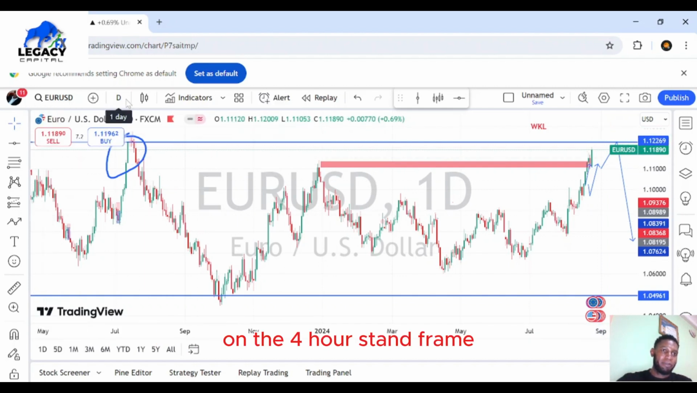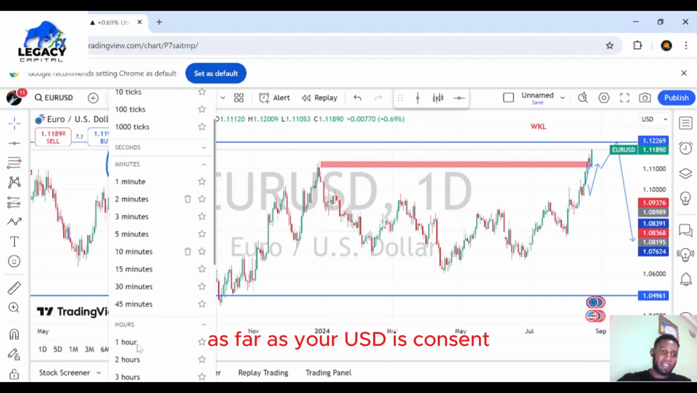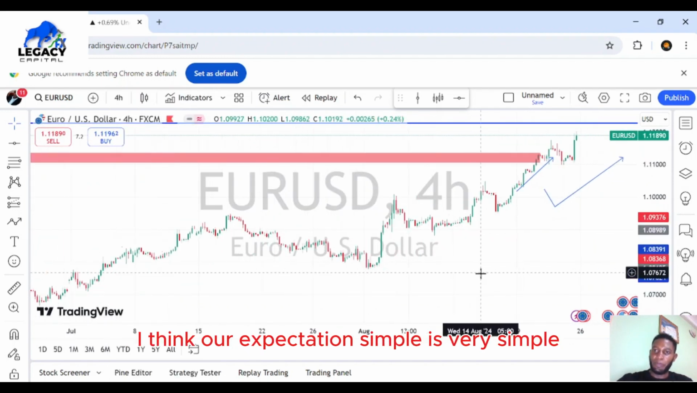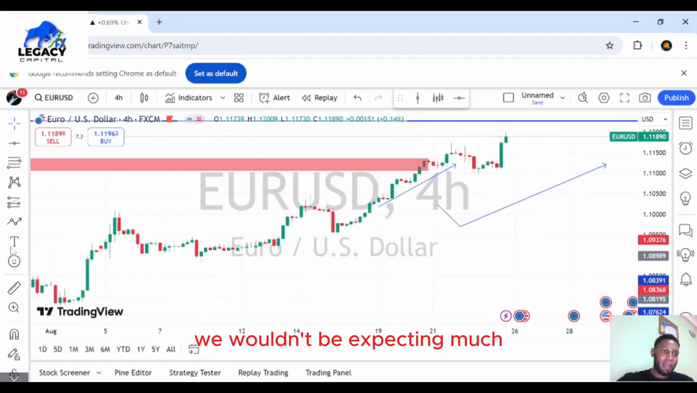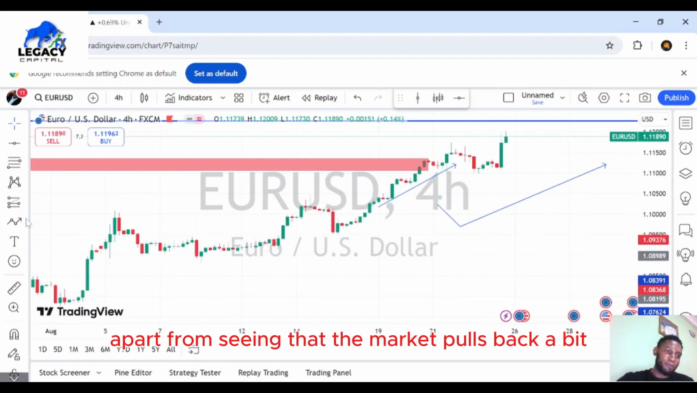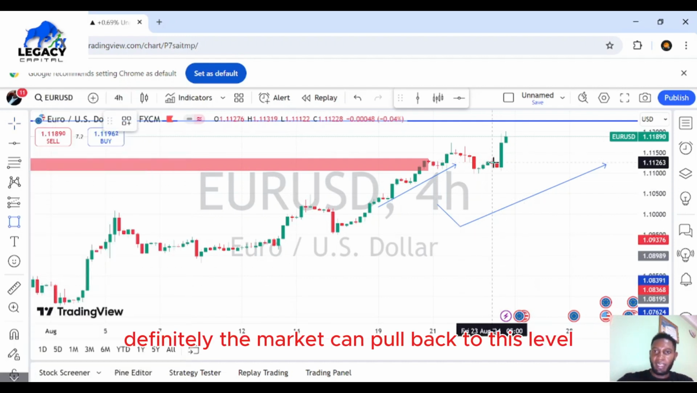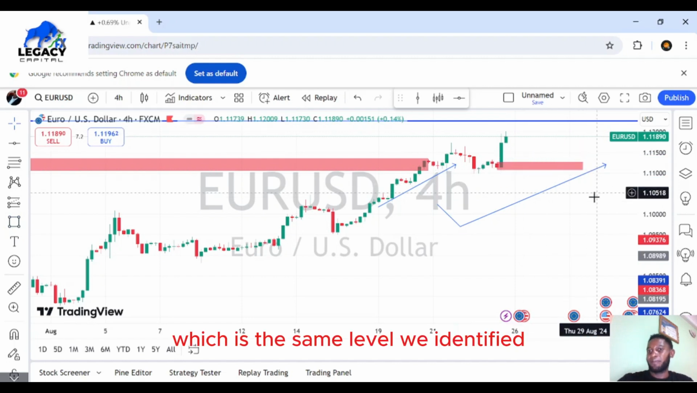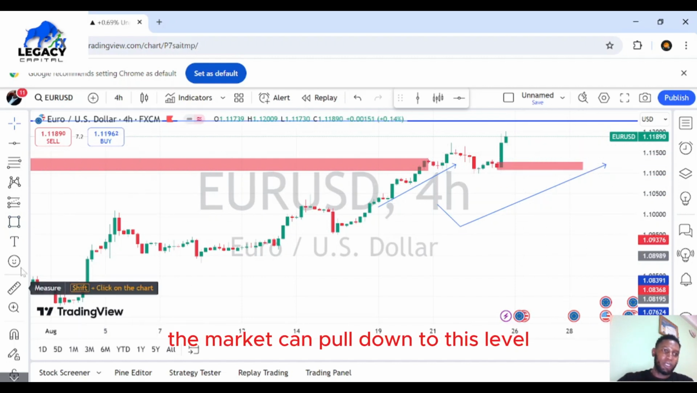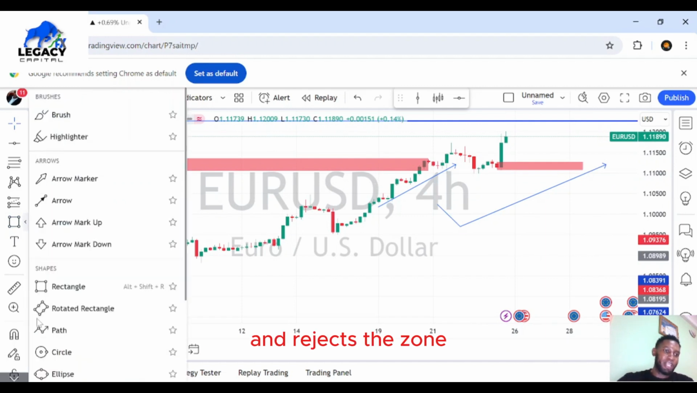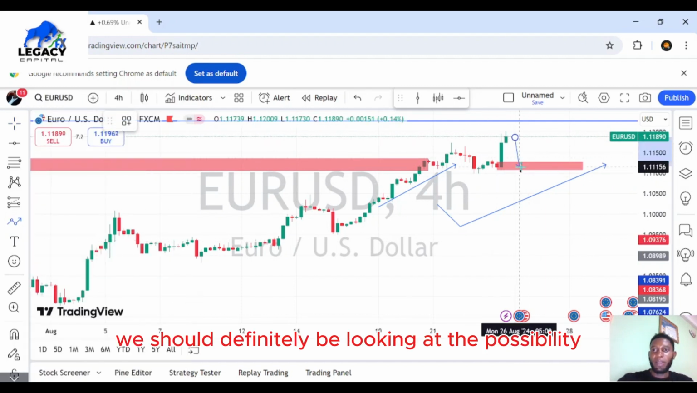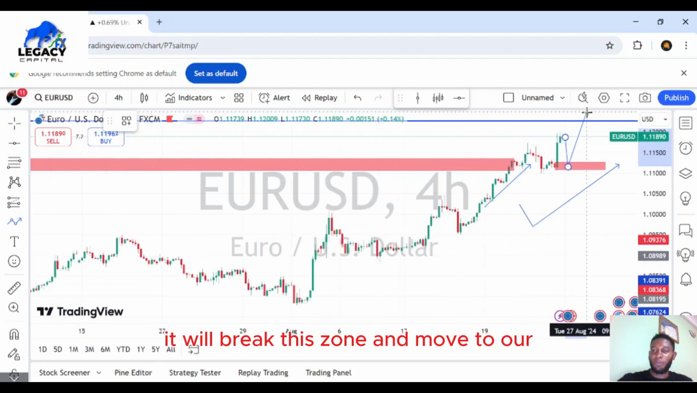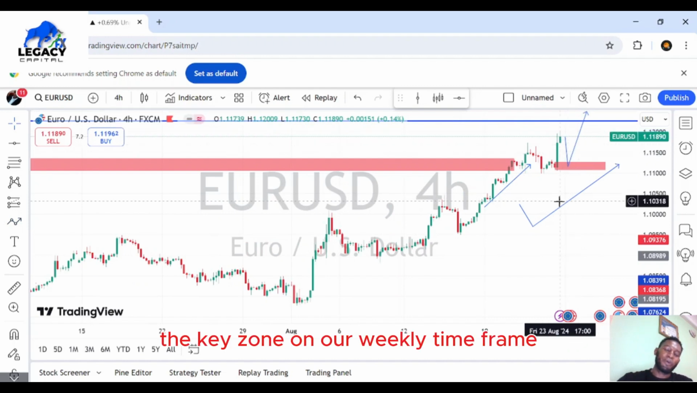On the 4 hours time frame, what should we be looking at as far as EUR/USD is concerned? I think our expectation is very simple. We wouldn't be expecting much apart from seeing the market pull back a bit to a demand zone. Definitely, the market can pull back to this level, which is the same level we identified on the daily time frame. When the market pulls to the level and rejects the zone, we should definitely be looking at the possibility of taking buy entries, expecting that it will break this zone and move to the key zone on our weekly time frame.